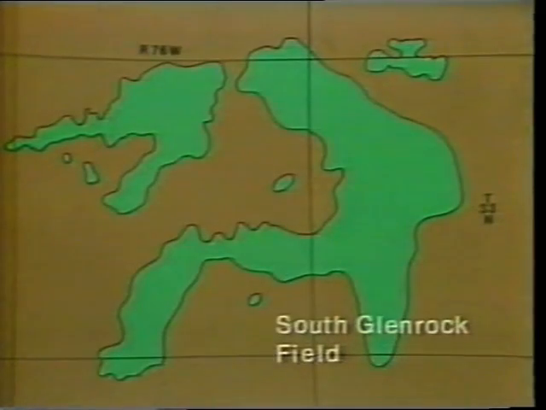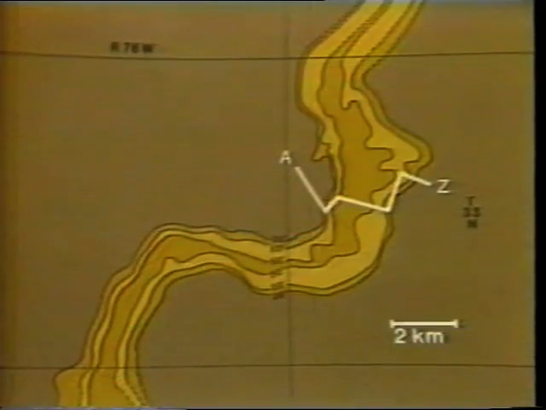This is the South Glenrock oil field in Wyoming. It contains oil trapped in both barrier bar and fluvial channel reservoirs. This channel has a width of some 1,500 meters and a maximum thickness of approximately 15 meters. It's been mapped for a distance of over 15 kilometers and can be clearly seen to meander. Its environment of deposition cannot be in doubt.